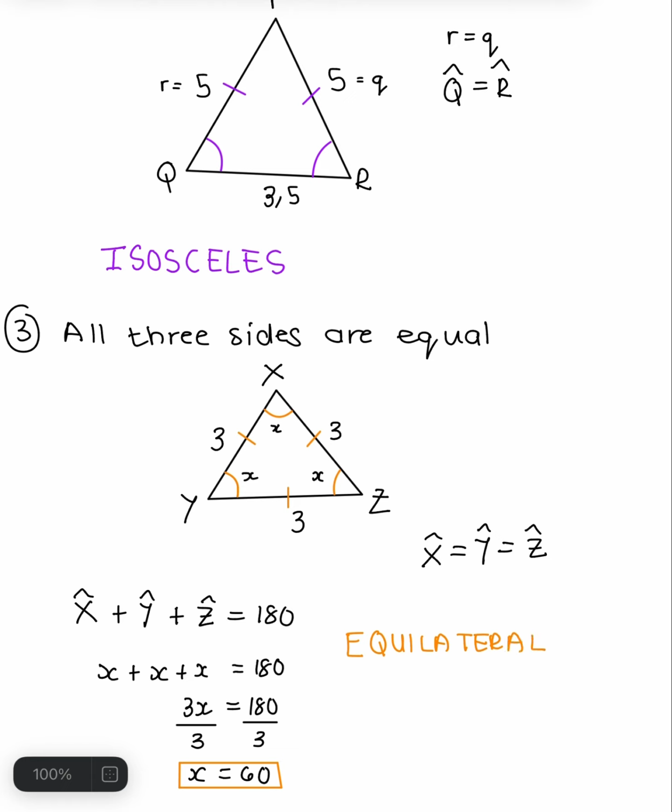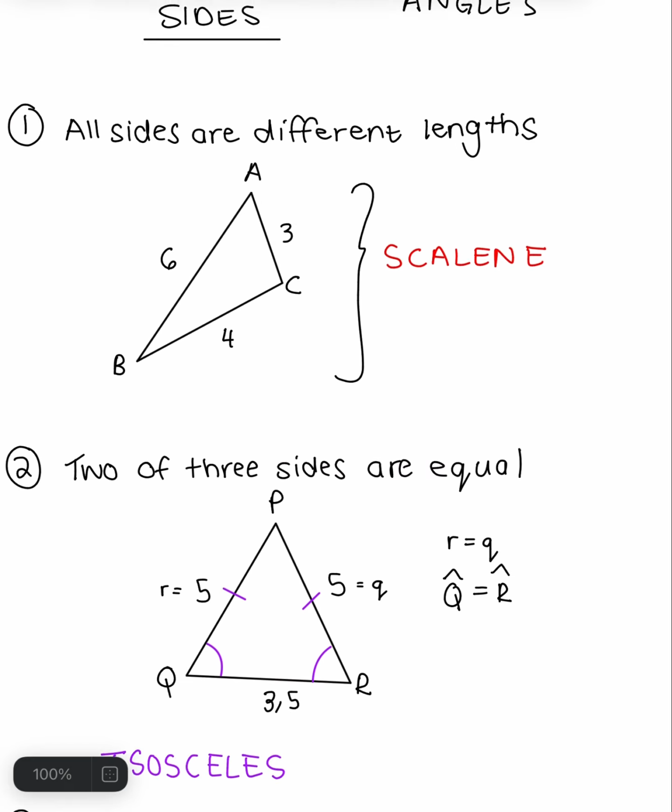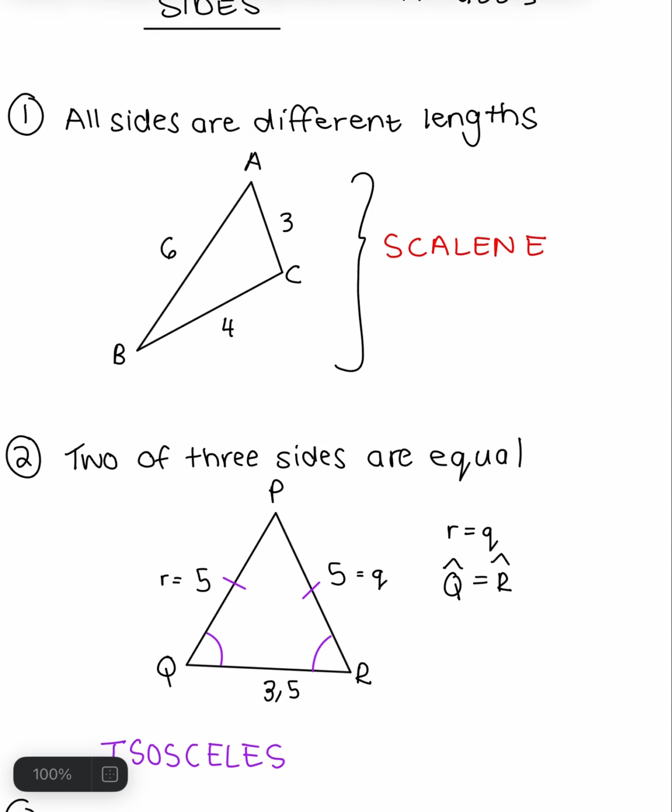So the properties of an equilateral triangle are three sides equal and interior angles are 60 degrees. That's an important property and fact to know when you're dealing with an equilateral triangle. So there we have it. There are our three classifications according to sides.